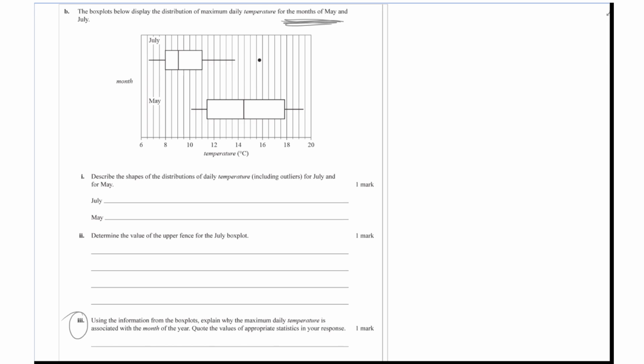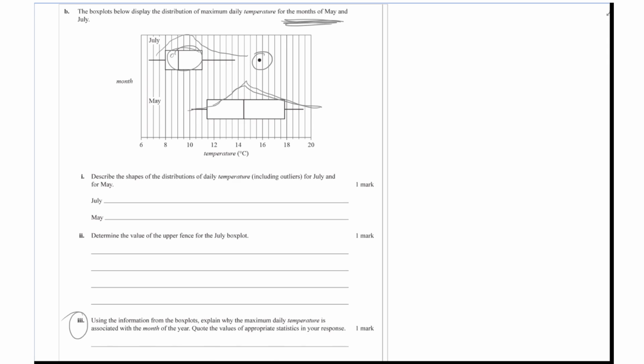Question 1, describe the shapes of the distributions of daily temperature. You've got to be very specific. For July, you'd say positively skewed, because it's pushing over to the left-hand side and the data is trailing off. But what else does it have? It has an outlier. So you need to say positively skewed with an outlier. For May, from what you can see, you would say it's approximately symmetric. And my approximately symmetric drawings are pretty bad.